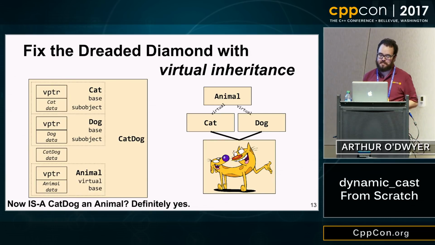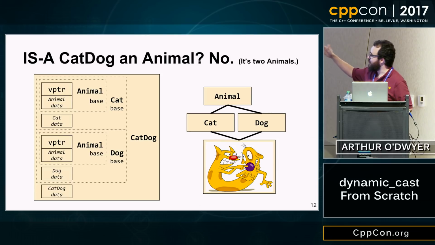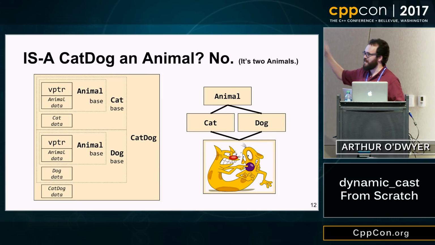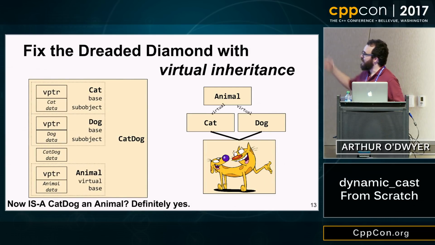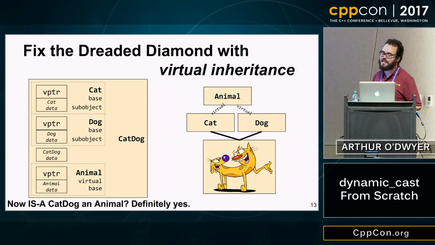All right. Because if I were to point to this cat dog and say, "Mommy, can I have that animal?" She'd be like, "Which one do you mean?" Right? It's not one animal, it's two animals. When I point to the cat dog, I have no idea what animal I'm talking about. However, we can fix this. If we can give the cat dog just one animal subobject, then when I point to it and say, "I would like that animal," you know exactly which one I mean. And we do that with virtual inheritance.